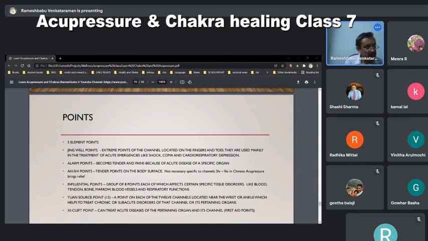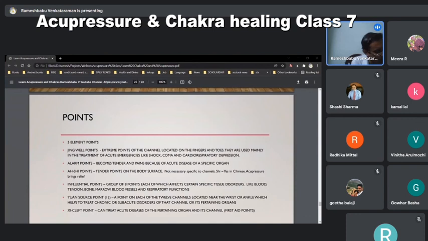Then LI4 is the yuan source point, which means that point has to be somewhere in the ankle or somewhere in the joint. And LI5 is the fire point. LI6 is the luo connecting point. LI7 is the xi-cleft point. And LI11 is the earth point. Okay, so that's about large intestine.